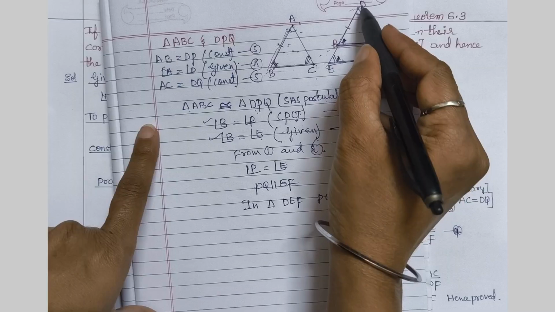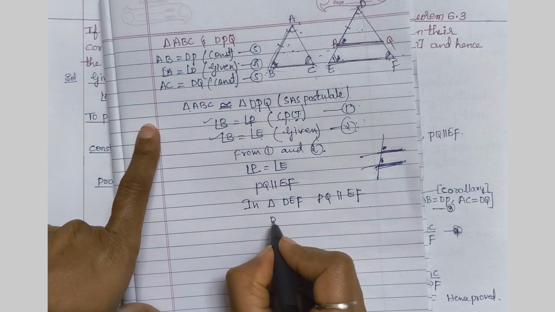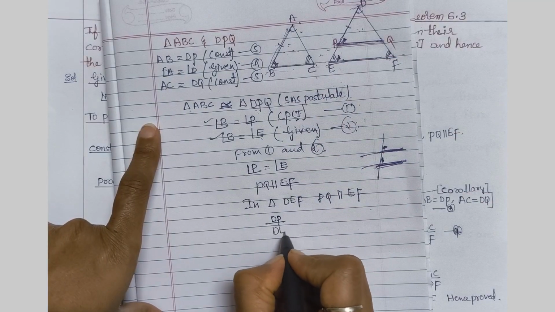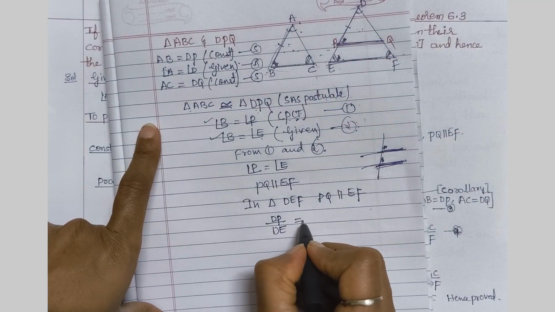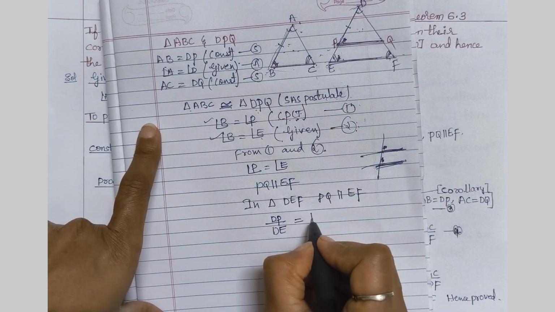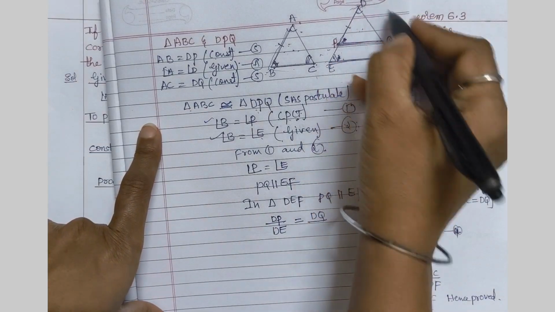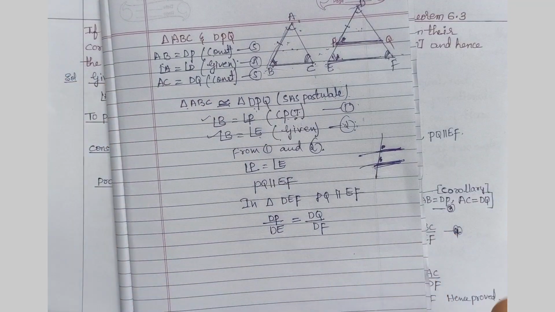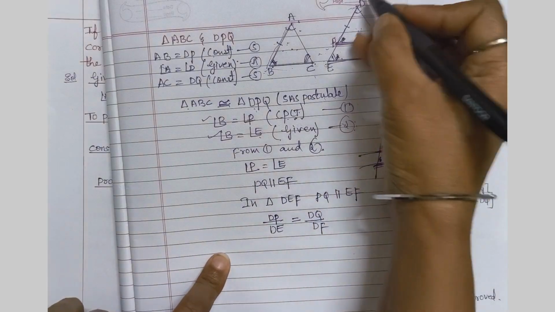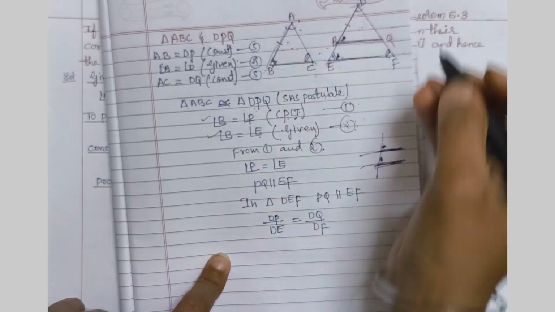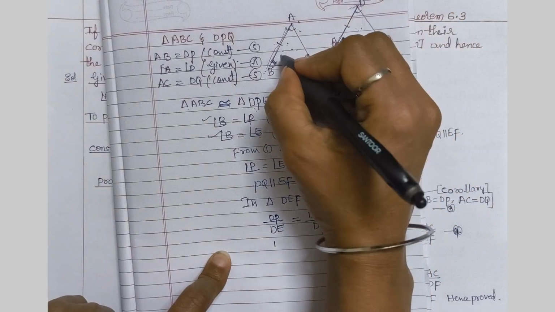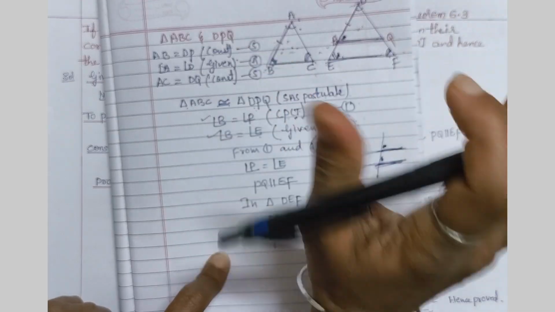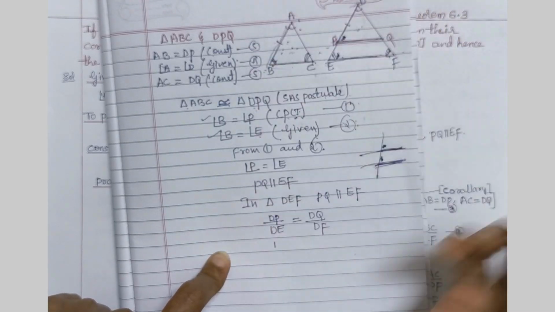Corollary means DP by DE, I am taking, equals DQ by DF. This is the corollary. After this, in place of DP I am taking AB, because these both are congruent triangles, which we already proved. This side is how much, this side is also the same. So DP I am writing as AB.